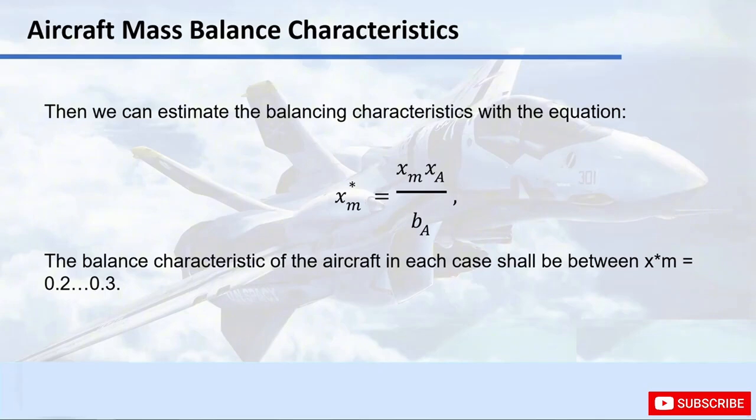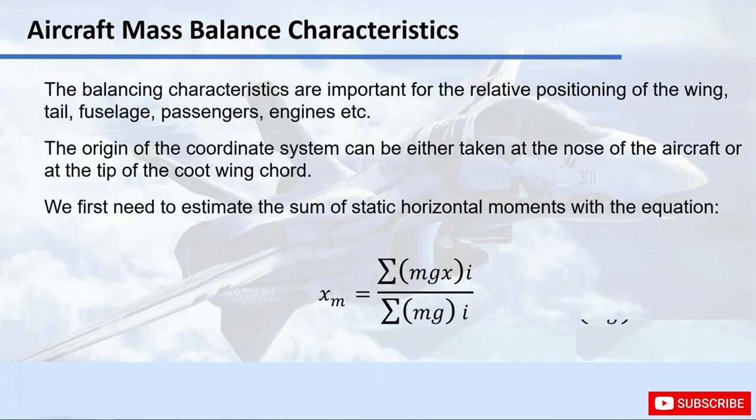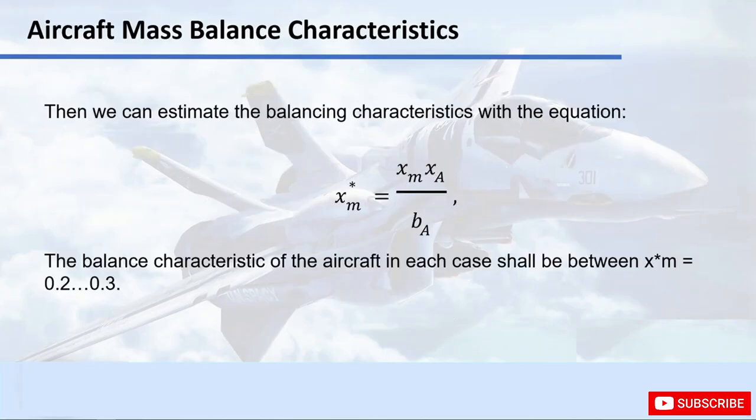Okay, so how can you find this xm star? So first you need to have xa, which is the coordinate of the tip of the median aerodynamic chord. Ba is the length of the median aerodynamic chord, and xm is the center of the masses. So as you can see in the previous equation here, we're looking for the sum of all the moments produced by the different components of the aircraft. So once we sum these moments, we're going to find the exact position of the center of gravity of our aircraft, and then we use this position in order to find our balancing characteristics.